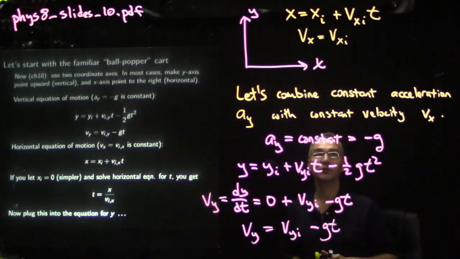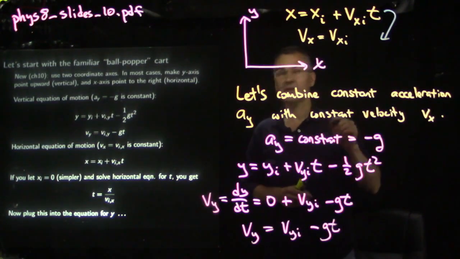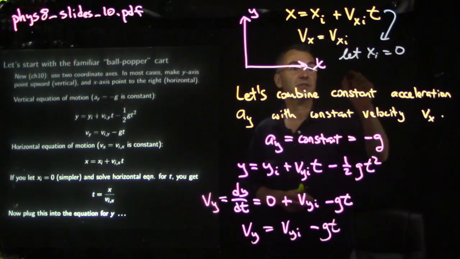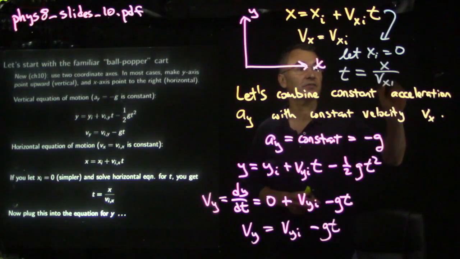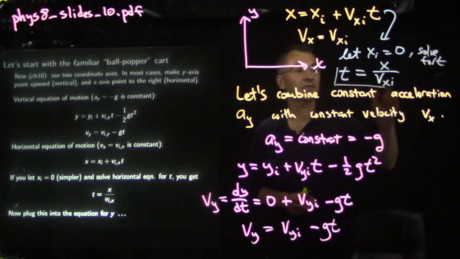Once we have those two equations, one thing that it's often useful to do is to take this equation and solve it for the time. Let's let x initial equal 0, and then solve for time. So we have x equals vx initial times time. So that gives us that the time is x over vx initial. So you let x initial be 0 and then solve for t, and that gives us this value for the time.